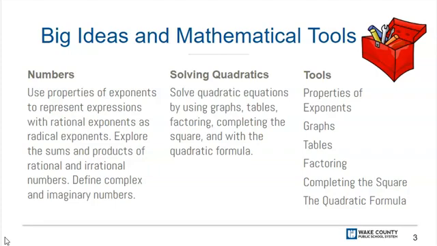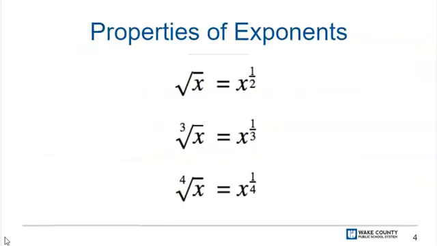The big ideas for this unit include ideas about numbers and solving quadratic equations. In this unit, you will learn about the relationship between exponential expressions with rational exponents and radical expressions. You will learn a new algebraic strategy for solving quadratic equations. You will make and justify conjectures regarding the sums and products of rational and irrational numbers, and you will define complex and imaginary numbers. Key mathematical tools that we will use in this unit are the properties of exponents, graphs, tables, factoring, completing the square, and the quadratic formula.